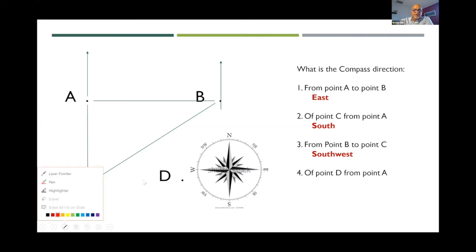D is our destination. Starting point A, we draw a line going up to north. Shouldn't say up, but to north. We draw a line to D. We look for this angle here. And if that's A and that's north and this line is coming this way, that must be southeast.